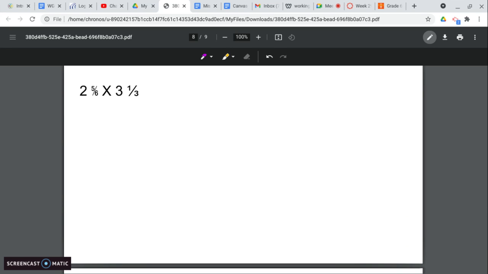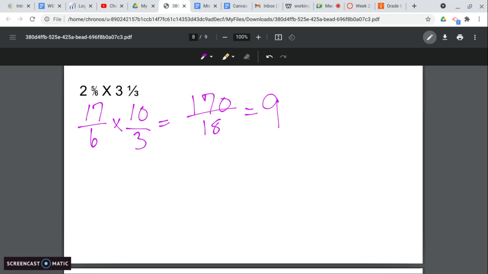All right, and our last one, 2 and 5/6. So 2 times 6 is 12. 12 plus 5 is 17, so we have 17 over 6 times 3 times 3 is 9, plus 1 is 10 over 3. So we have 170 over 18. 18 can go into 170 9 times. 18 times 9 is 162. So 170 minus 162 would be 8 left over.